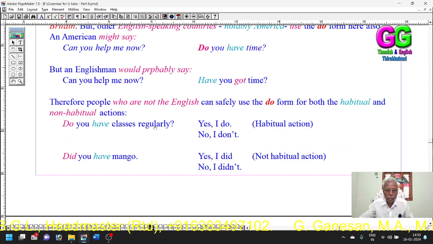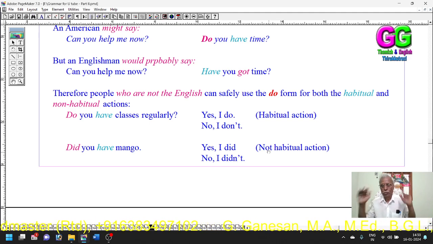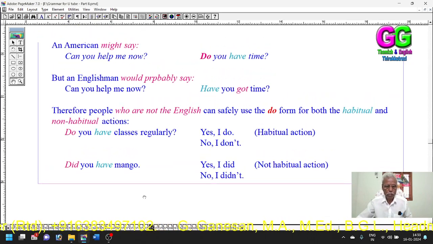Do you have classes regularly? Yes, I do. No, I don't. Habitual actions. Did you have mango? Yes, I did. No, I didn't. Non-habitual actions. So, for both habitual and non-habitual actions, you can safely use do, does, did, and do not, does not, did not. You can safely use this form.